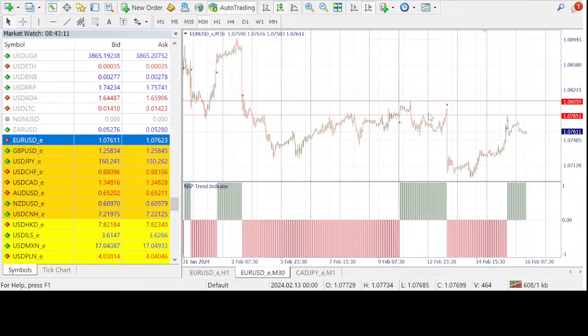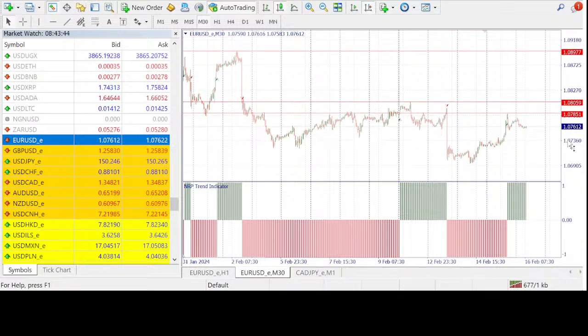If this level is broken, then we do expect the price to extend even higher up to the next level, which is 1.08977. If the price breaks above it, then we will expect it to break through the next level, which is this one. If that happens, then we will expect the price to continue even higher up to the next level, which is 1.08977. So that is my opinion on this chart.